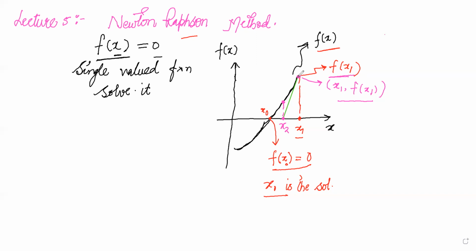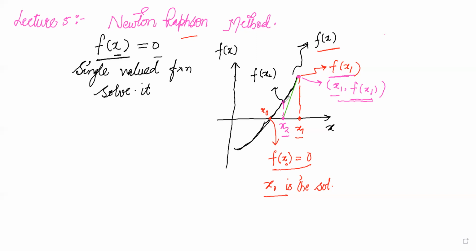Therefore, at this very point, at x equal to x1, the value of the function is f of x1. We are drawing a tangent such that the tangent intersects our x-axis at x2. Now at x2, find the value of your function. So the value of the function at x equal to x2 is f of x2.